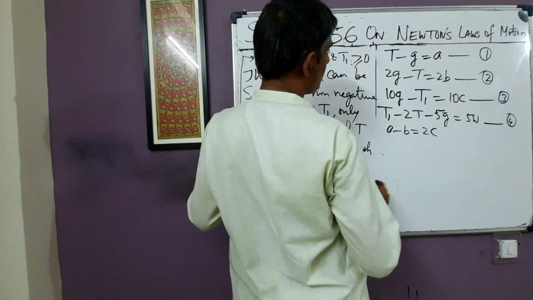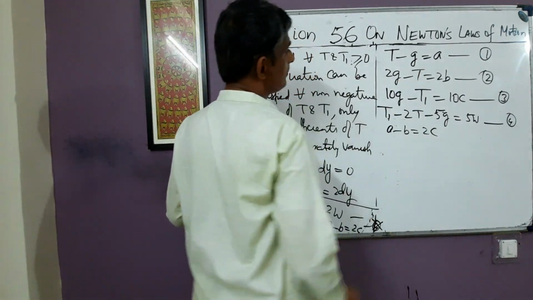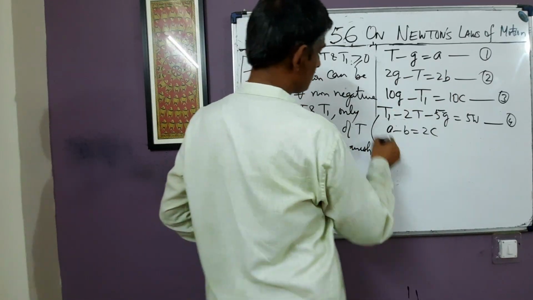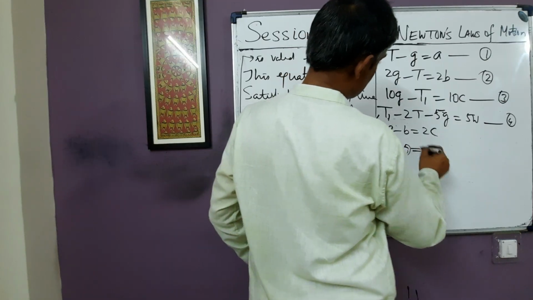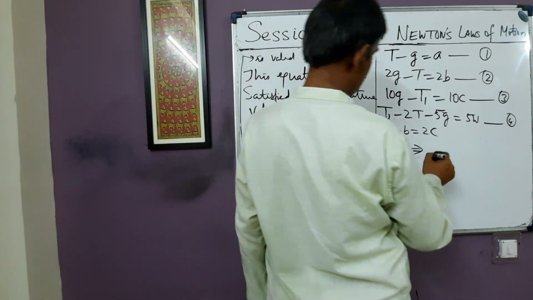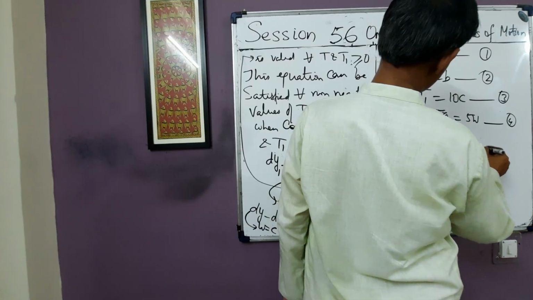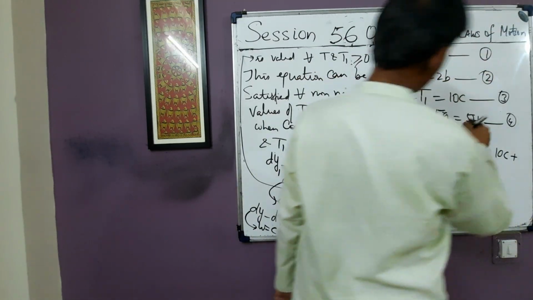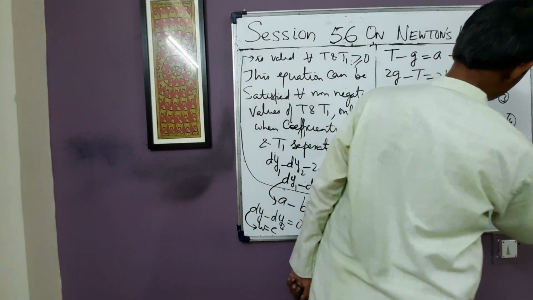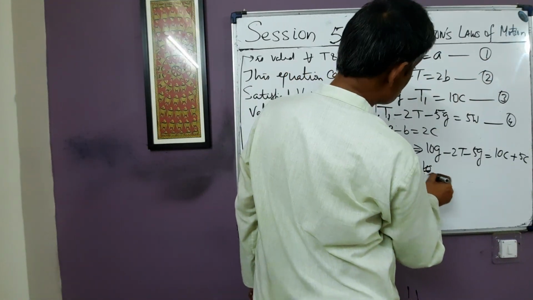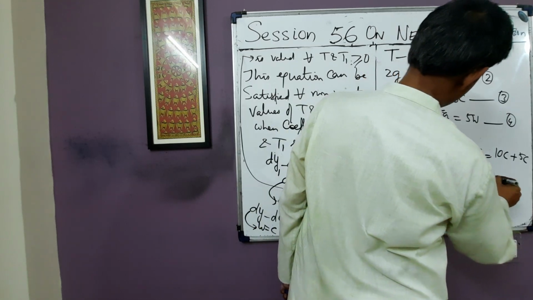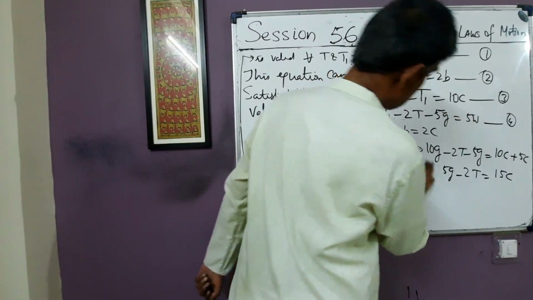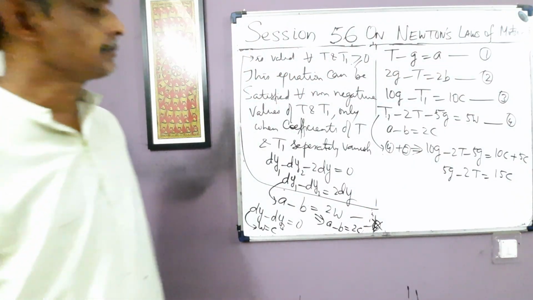That's all. If A becomes T minus G, B becomes G minus T by 2. And if we add these two equations, T1 goes away. Adding the fourth plus third equation, what do we get? T1 goes away. 10G minus 2T minus 5G is equal to 10C plus 5W. W is equal to C, so this becomes 5C. So we get 10G minus 5G becomes 5G minus 2T equal to 15C.